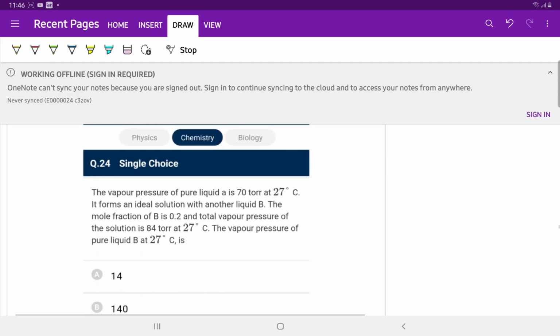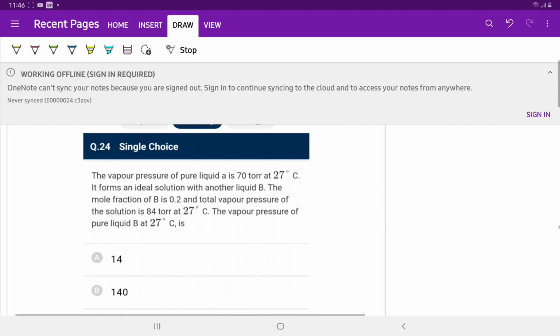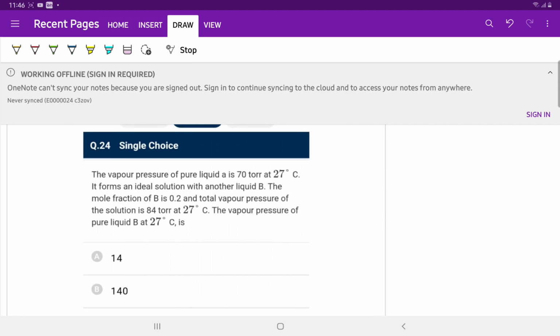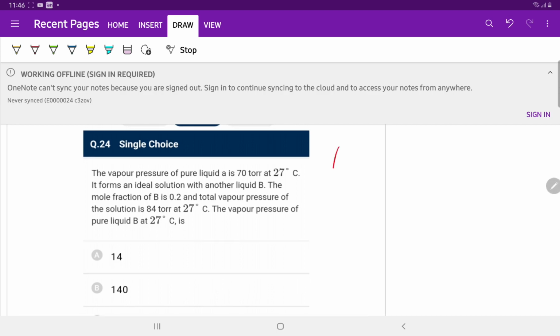Question number 24. The vapor pressure of pure liquid A is 70 torr at 27 degrees Celsius. It forms an ideal solution with another liquid B. The mole fraction of B is 0.2 and the total vapor pressure of the solution is 84 torr at 27 degrees Celsius. The vapor pressure of pure liquid B is? We know very well that P is equal to P naught A XA plus P naught B XB. Total pressure of solution is 84. Vapor pressure of pure A is 70. Mole fraction of B is 0.2, so mole fraction of A is 0.8. P naught B we have to calculate and XB is 0.2.